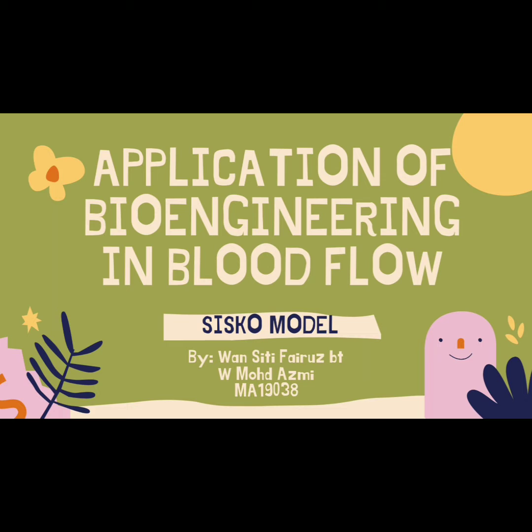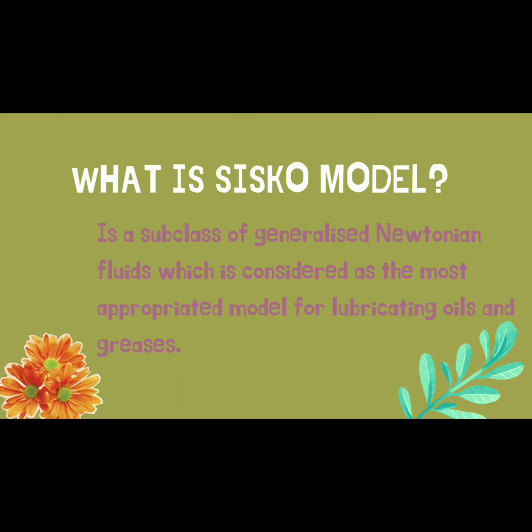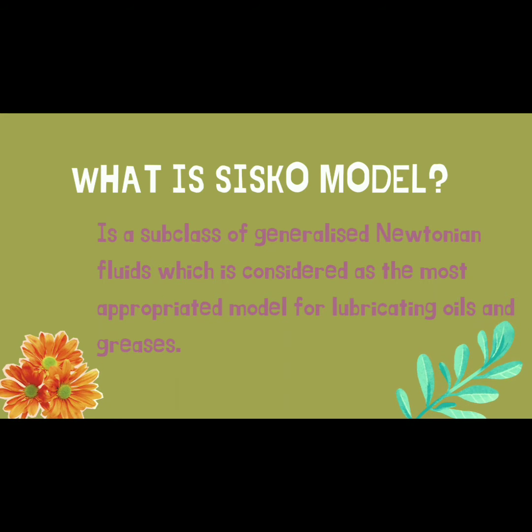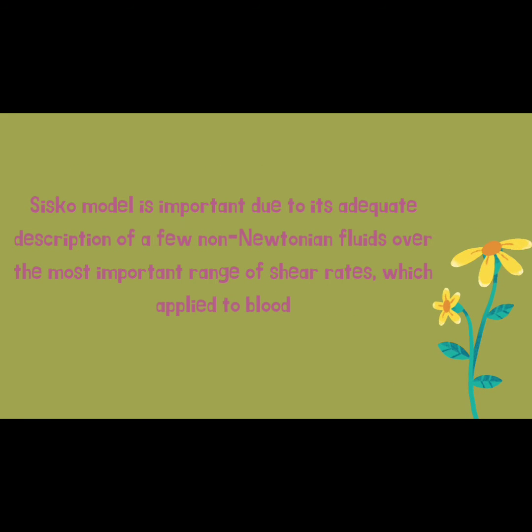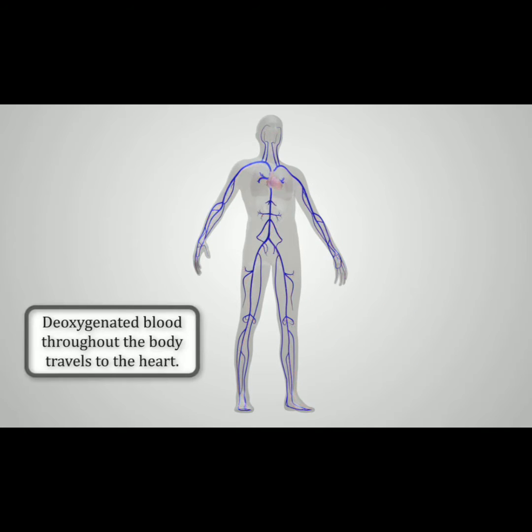I'm going to explain the application of bioengineering in blood flow. The application is about the Casson model. So what is the Casson model? The Casson model is a subclass of generalized Newtonian fluid, which is considered the most appropriate model for lubricating oil and grease. The Casson model is important due to its adequate description of a few non-Newtonian fluids over the most important range of shear rates. This is an example of how our blood flows through our bodies as it travels to our heart.